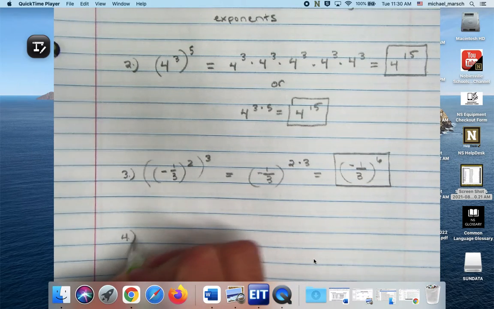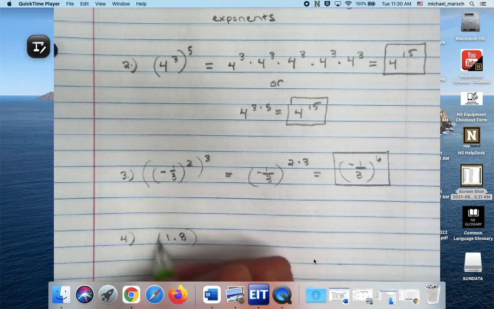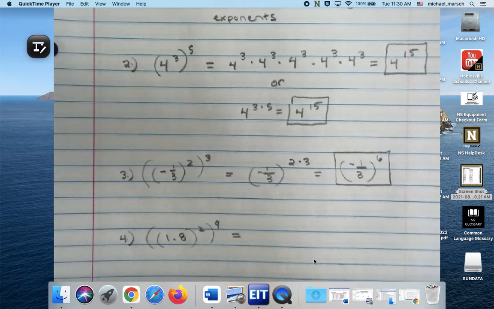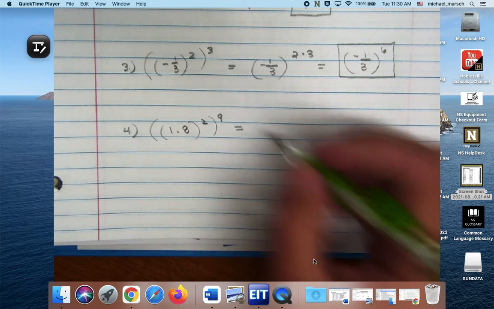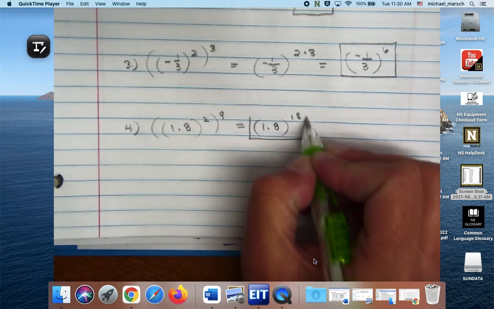All right, one more. Negative 1/8 squared raised to the 9th power. What's it gonna be? Be shy. What's 2 times 9? Ben? 1/8 to the 18th power. Awesome.